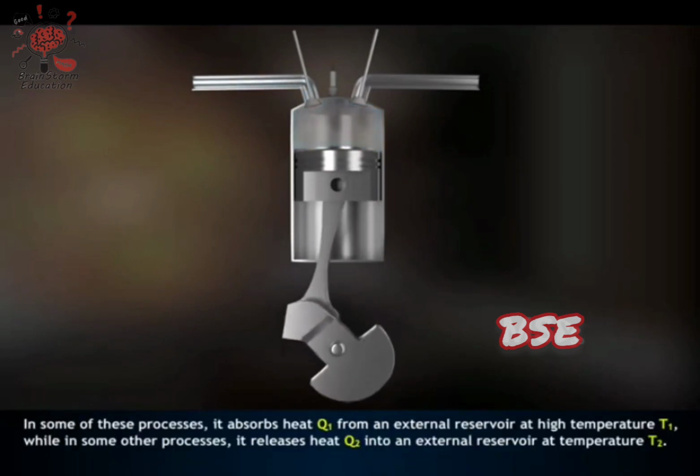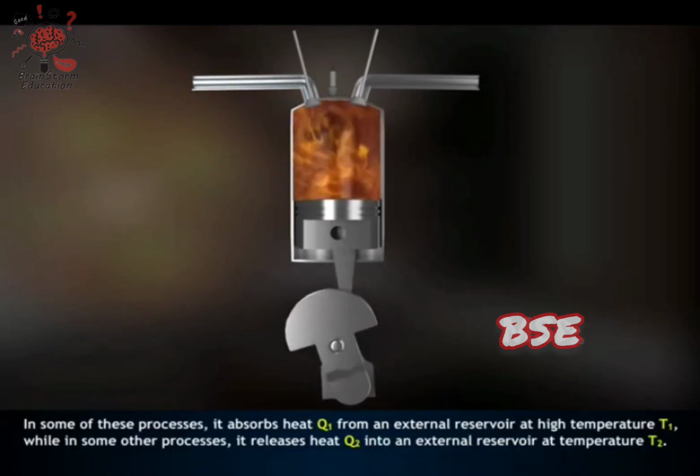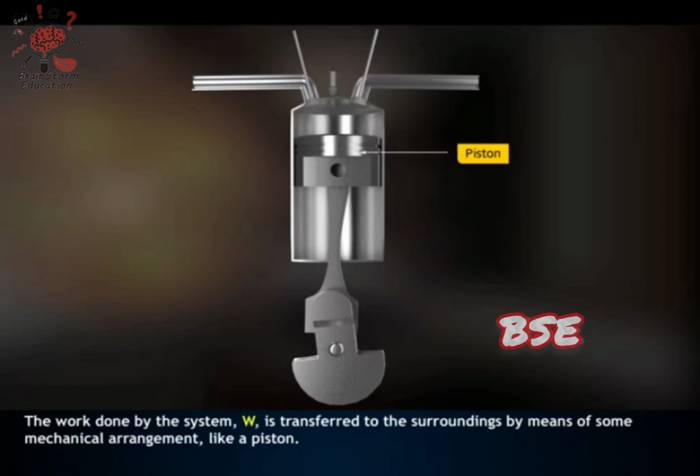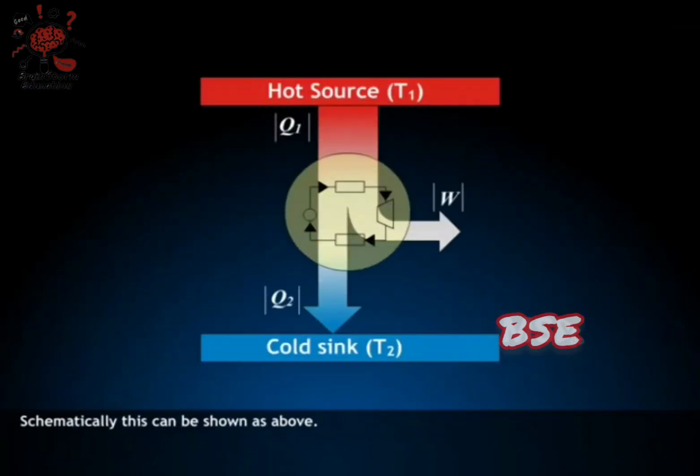In some of these processes, it absorbs heat Q1 from an external reservoir at high temperature T1, while in some other processes, it releases heat Q2 into an external reservoir at temperature T2. The work done by the system W is transferred to the surroundings by means of some mechanical arrangement like a piston. Schematically, this can be shown as above. This cycle is repeated again and again to derive useful work.